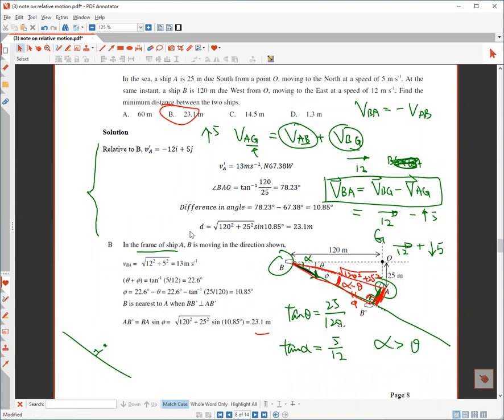I think the concept behind it is not that difficult, but the most annoying thing is the mathematics behind it. Do you have any question about this one? If no question, then let's move on.